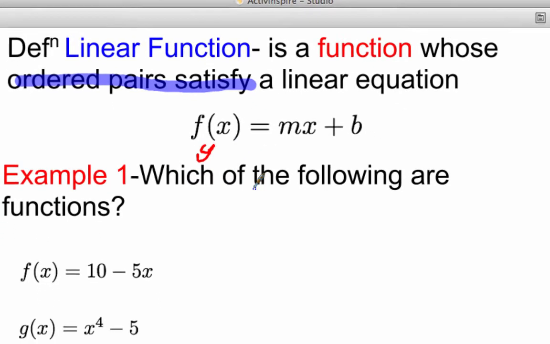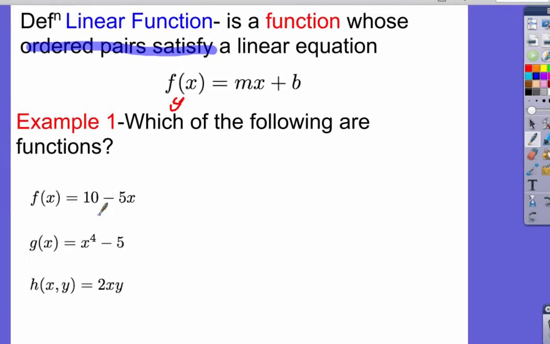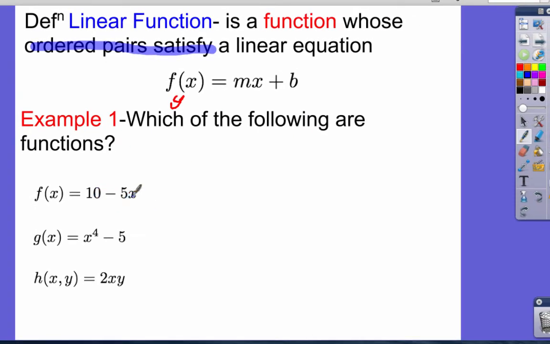Okay, so in example 1, which of the following are functions? I'm looking here, I have 10 minus 5x, and I look at the power here. I can circle this, and there's only a variable here, and that's to the first power. So yes, this is a function. Lines are functions. It is linear, it is in slope-intercept form, the variable is to the first power.